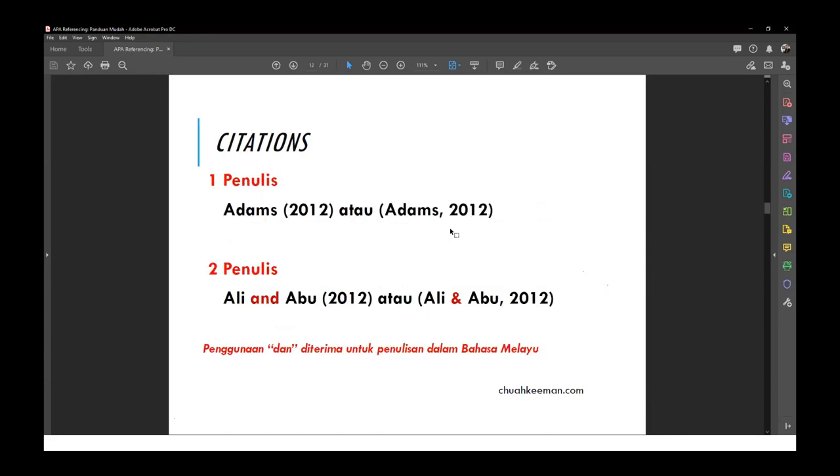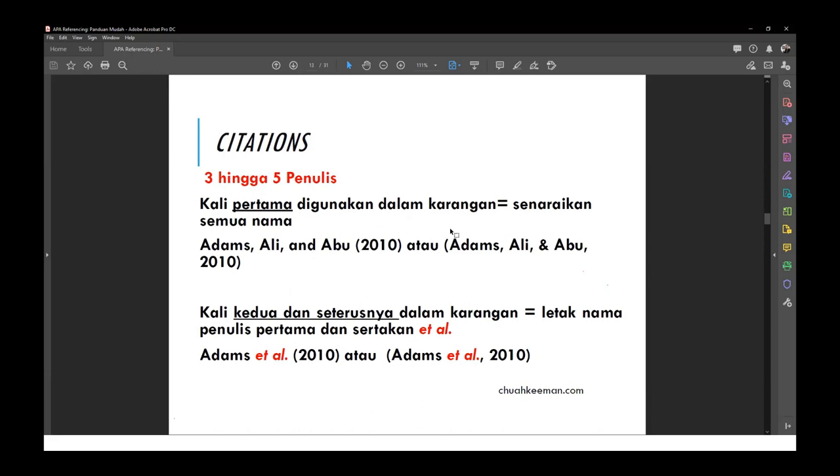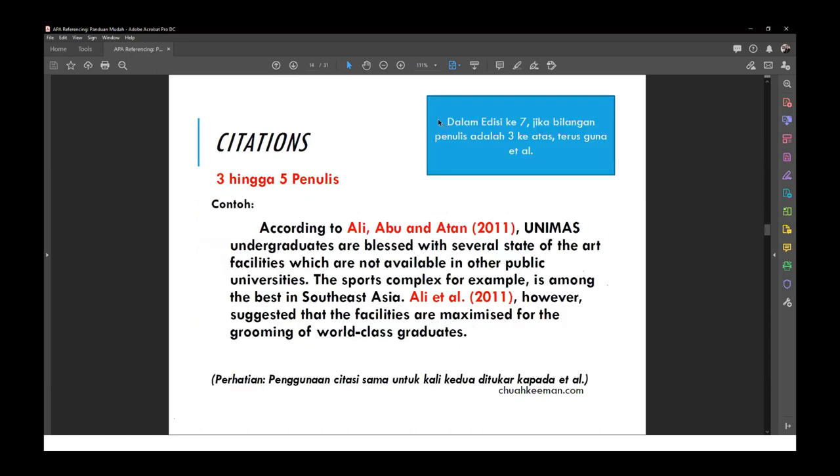Okay, let me tell you what is the difference in the APA 6th edition. Now, in the 6th edition of APA, if you have three names, Adam, Ali, and Abu, the first time you write all of them, and the second time you use it, you change it to et al. So it's 3 to 5 authors. But in the 7th edition, the moment is 3 and above, meaning more than 2, you can use et al.